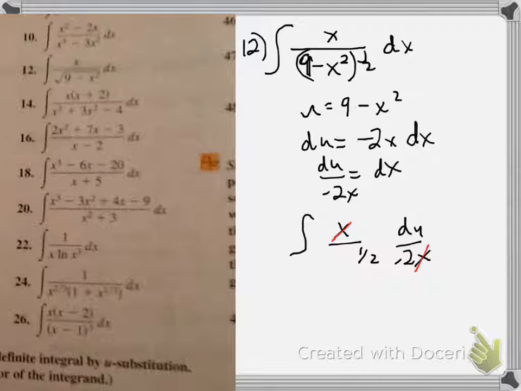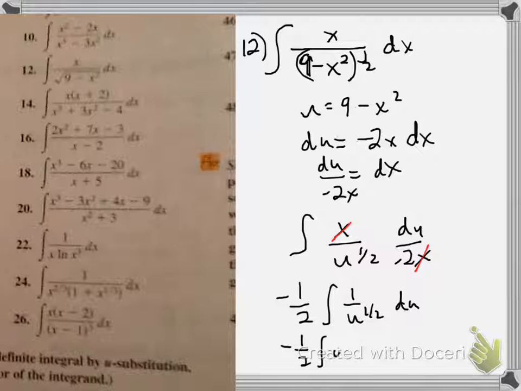And this is u to the 1/2, sorry. So we're left with negative 1/2 times 1 over u to the 1/2 du. That is not equal to u prime over u, but it is something we can integrate as a power.